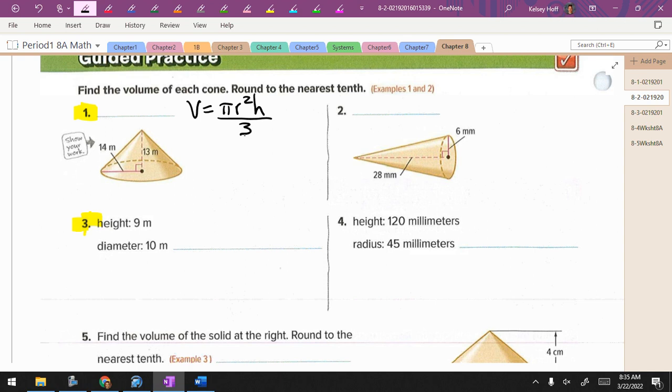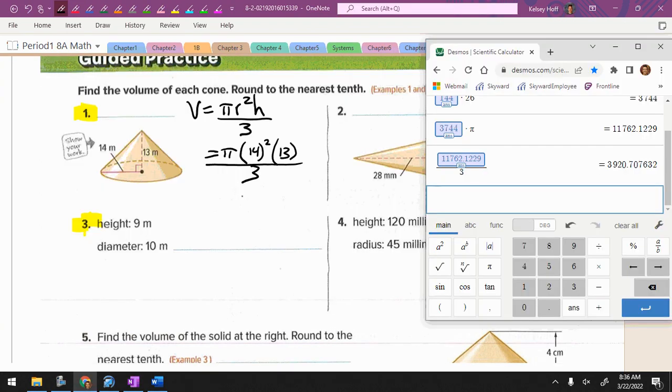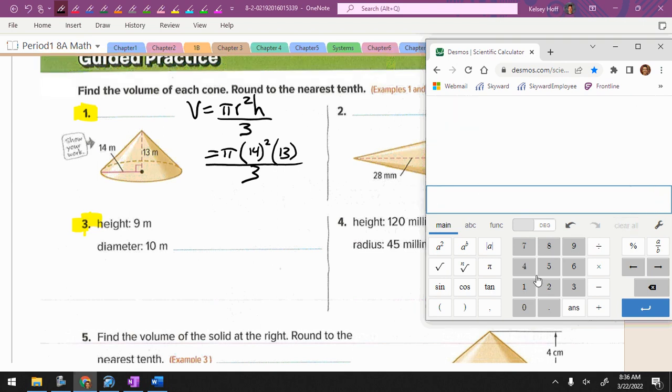Okay, let's check number 1. What's your radius? 14 squared. And your height? 13 divided by 3. Okay, those of you that aren't familiar with this calculator, do it with us right now. This is exactly how you type this in. First thing we type in, 14, and we hit the squared. We hit enter. ANS, because we wanted to pull that number. ANS times 13. Hit enter.